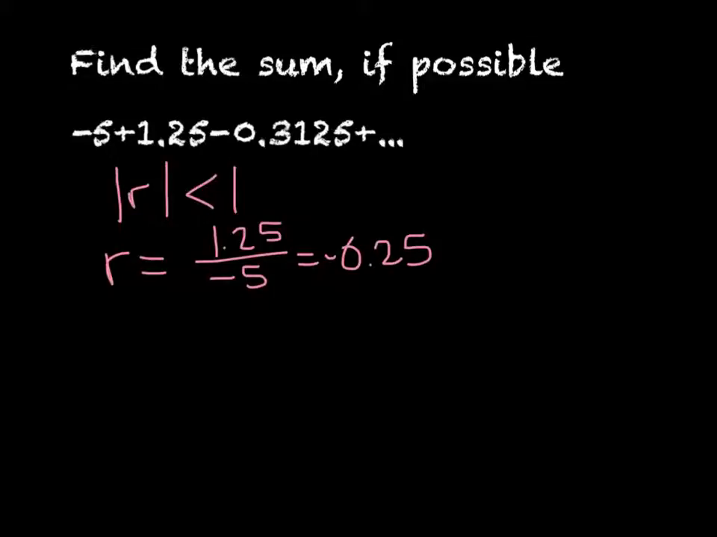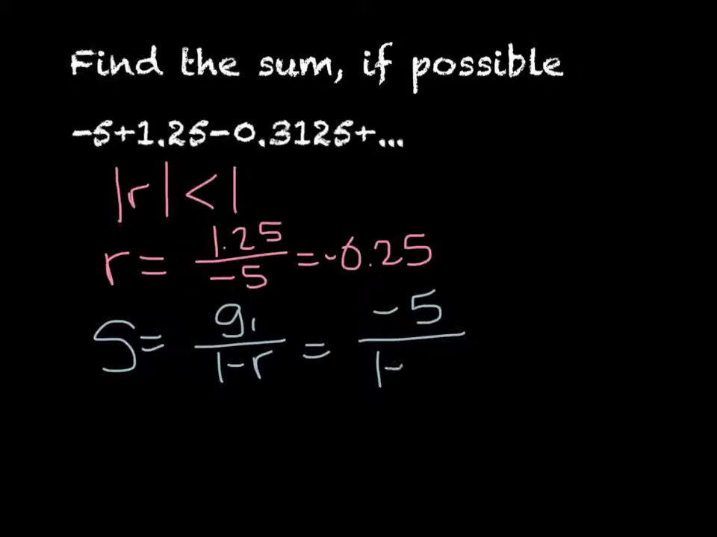So now we can use our formula for the sum. G1 is equal to negative 5, and then 1 minus negative 0.25. And if you calculate that out, it ends up being negative 4.